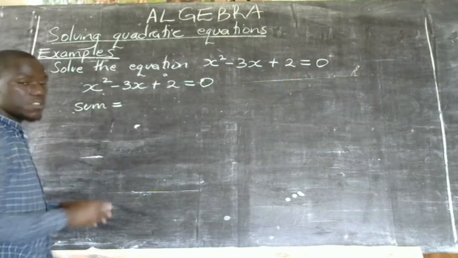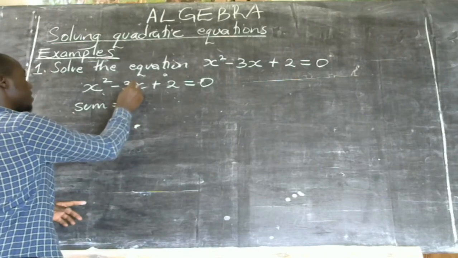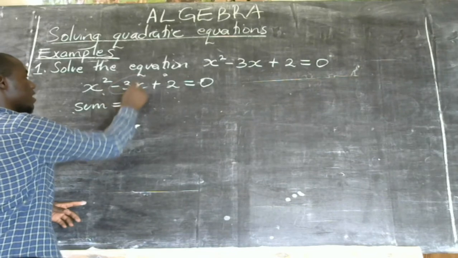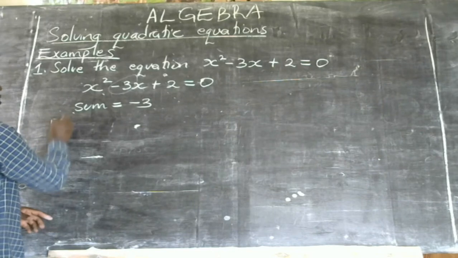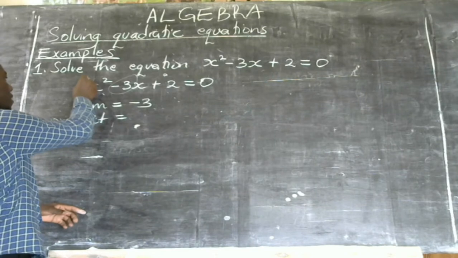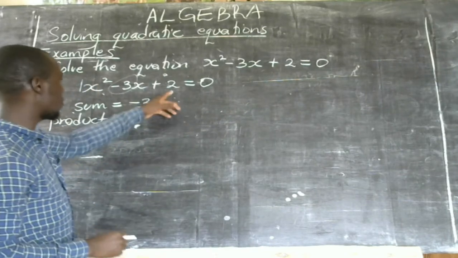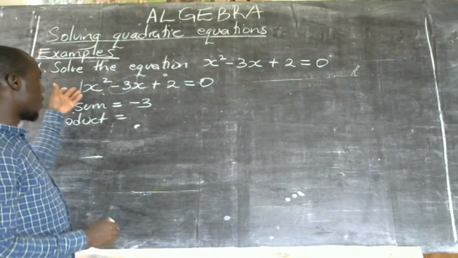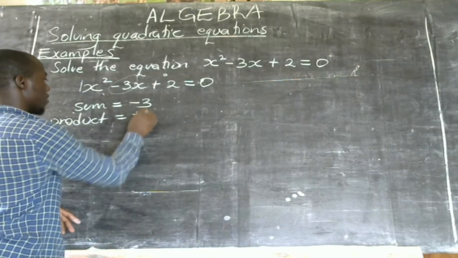The sum, we said we always get from the coefficient of the linear term. That is, the linear term is negative 3x, and the coefficient there is negative 3. So my sum is negative 3. Then the product: if there is a coefficient of x squared, you multiply it with the constant term such that you can get the product. So there is a coefficient of 1. 1 times anything is that anything. Therefore, we take the product to be positive 2.